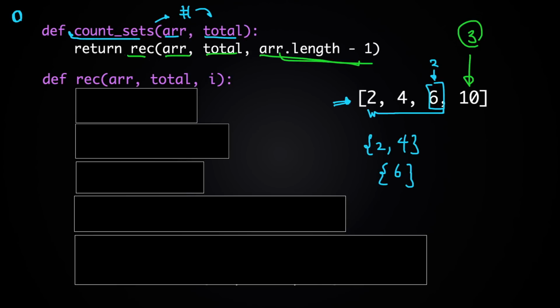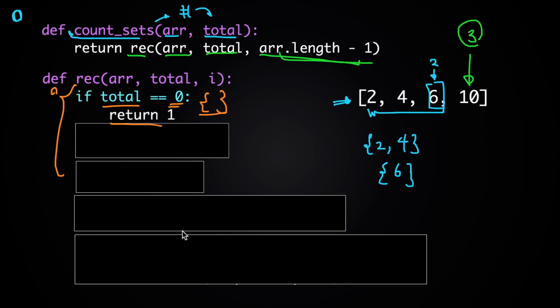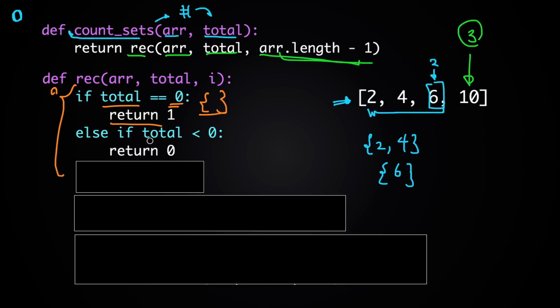Okay, the first thing we need to do in the rec function, or the recursive function, is we need to take care of some base cases. The first one to take care of is when total is equal to 0. In that case, we should return 1, because when total is 0, the only subset that adds up to 0 is the empty subset, and there is only one of them. And the second base case to take care of is when total is less than 0. And if that's the case, there is no subset that adds up to it, so we should just return 0 since there are no negative numbers in this array.